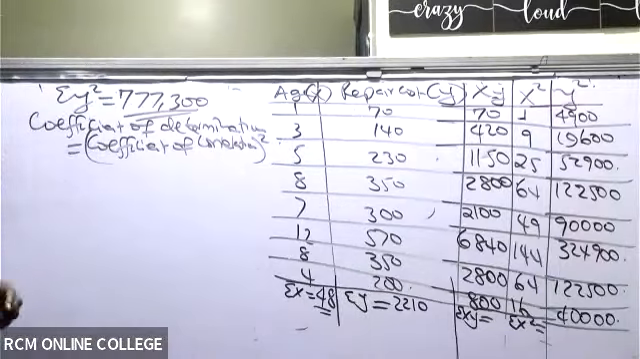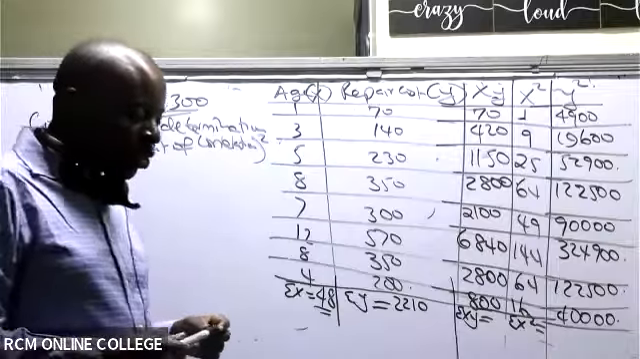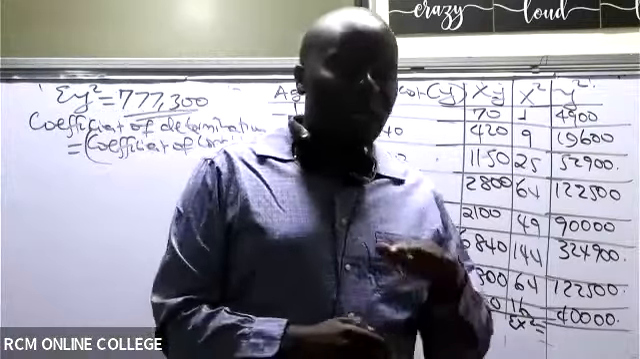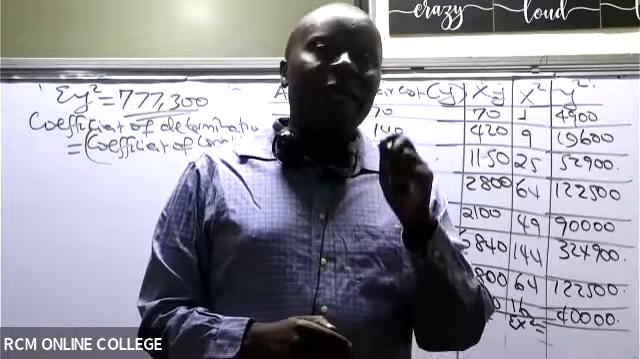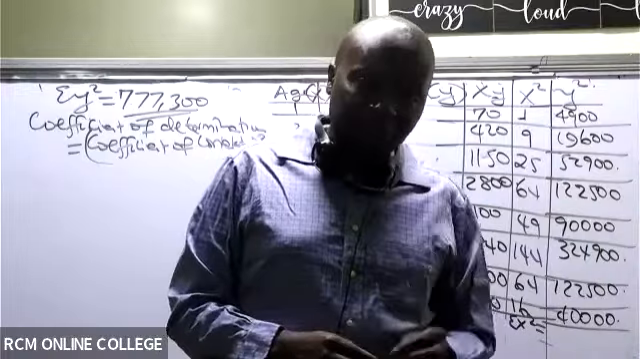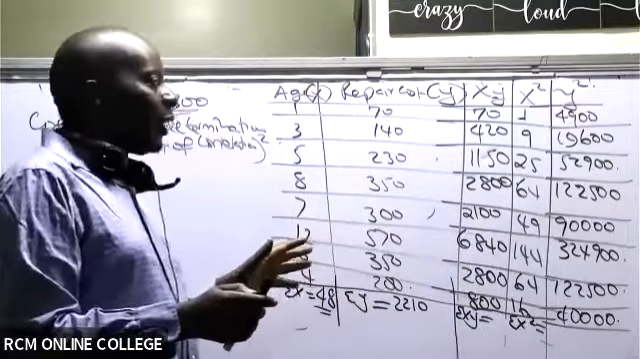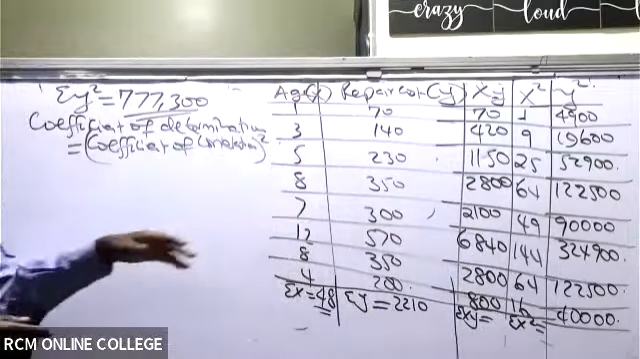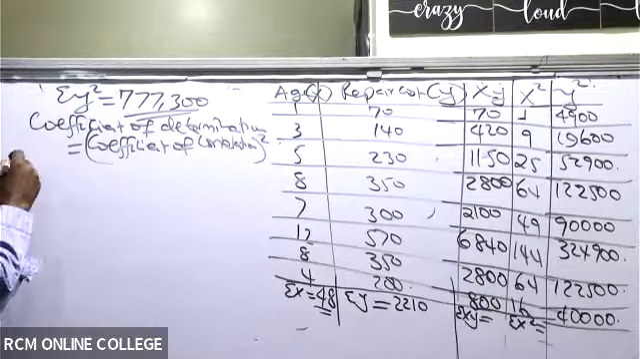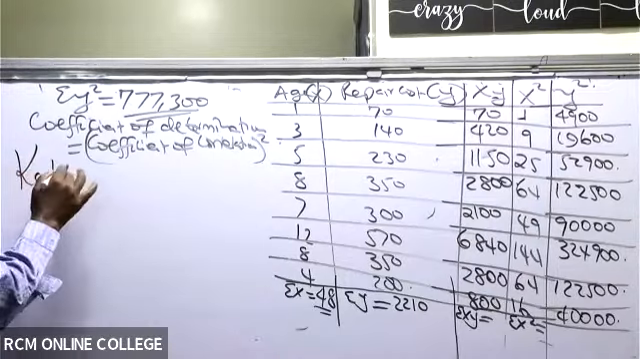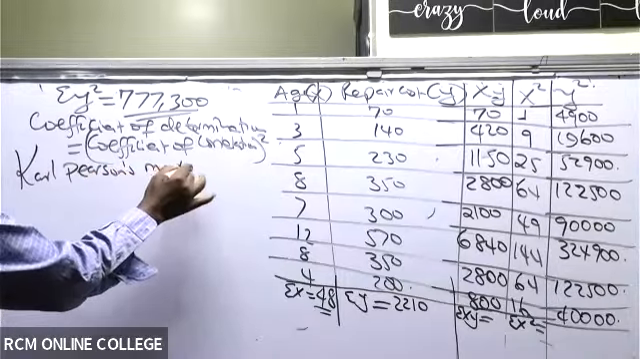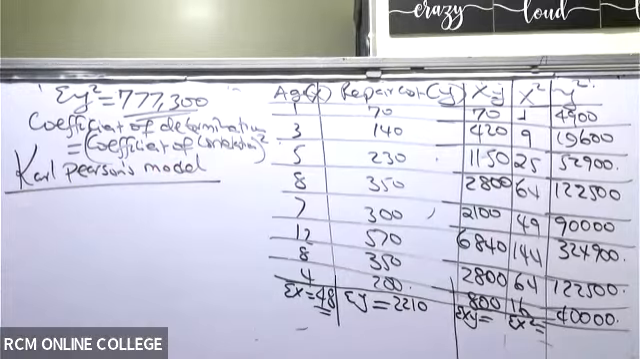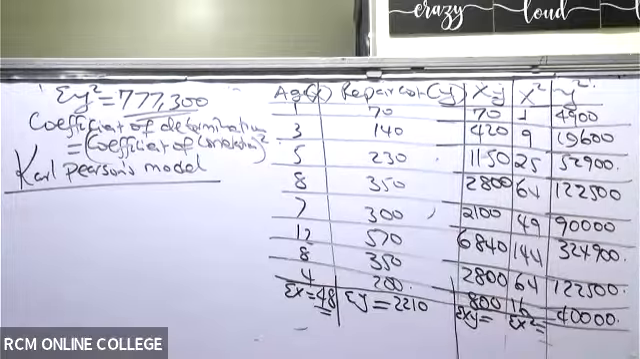Then remember, yesterday I told you that we have got two models of getting coefficient of correlation. We have what we call the ranks model, and then we have what we call the Pearson model. For quantitative variables, like now these are quantitative variables, here we shall use the Pearson model. So then how do I get the Pearson model?